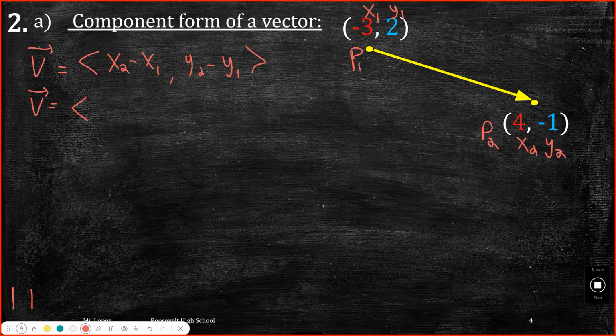So what is it? What do we write down? 4 minus what? A negative 3. And then it's going to be negative 1 minus 2. You see? So you have to be really careful with signs here. So the component form of the vector will be what? 7 and what? Negative 3.